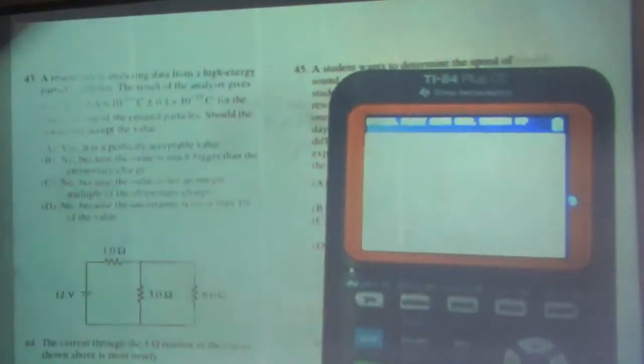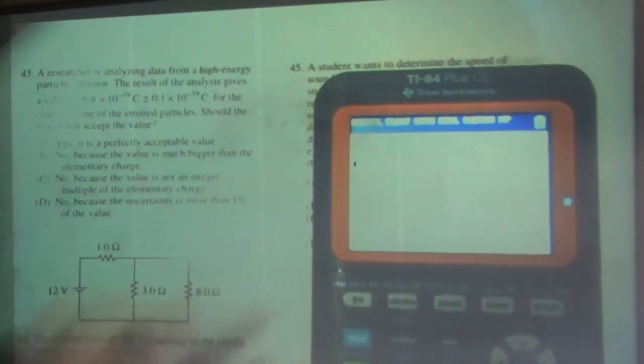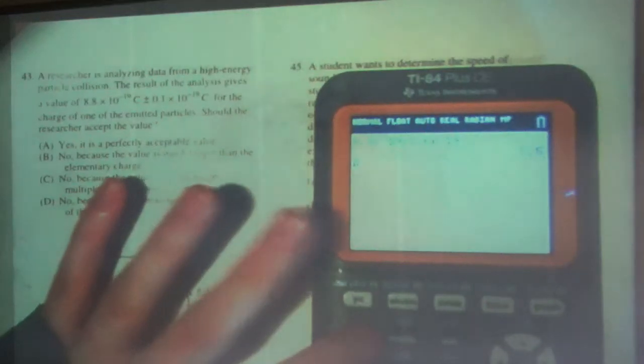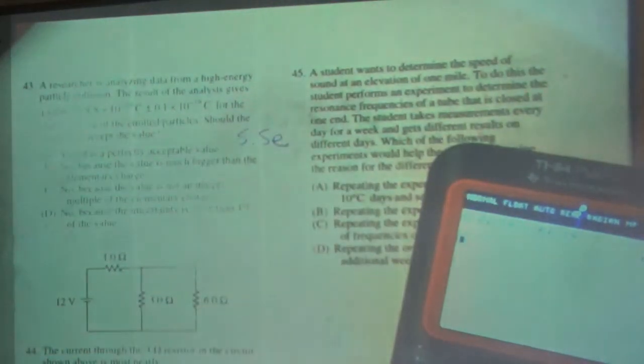So let's look. This charge is 8.8 times 10 to the negative 19. So let's divide by 1.6 e negative 19 and see how many elementary charges that would be. That would give me 5.5. That would be 5.5 electrons, which doesn't really make sense, but let's look. We have a margin of error. So let's say if it was 5 electrons.